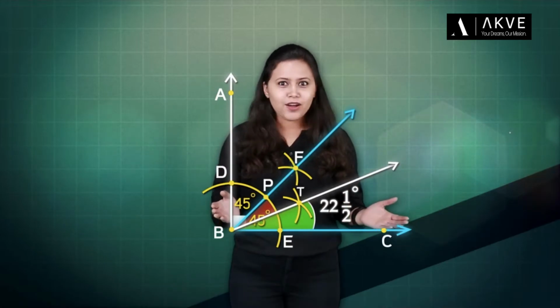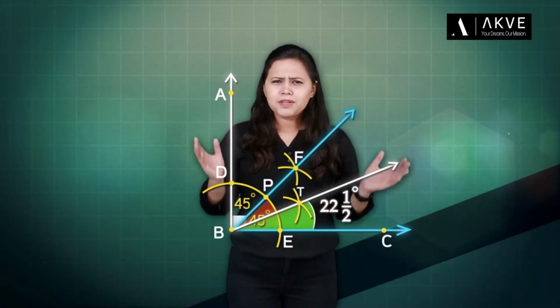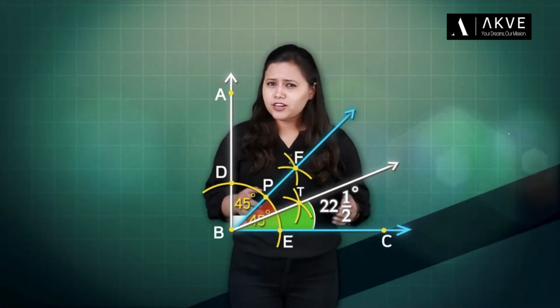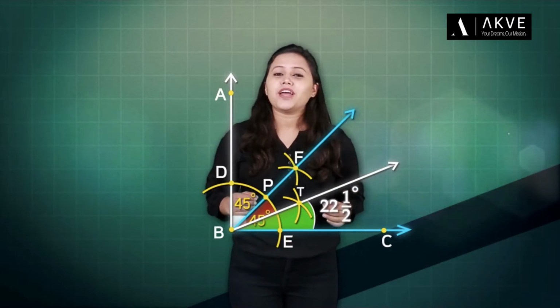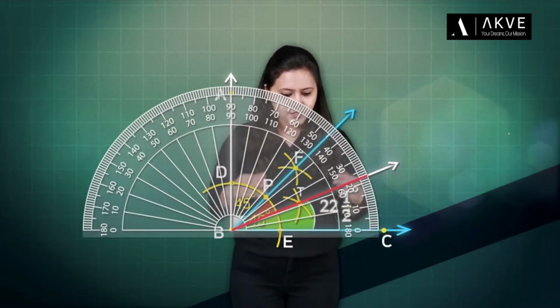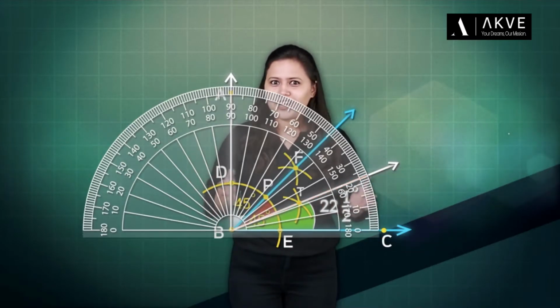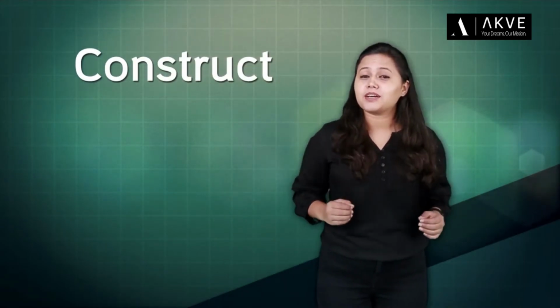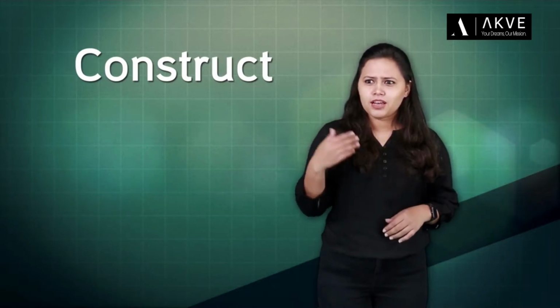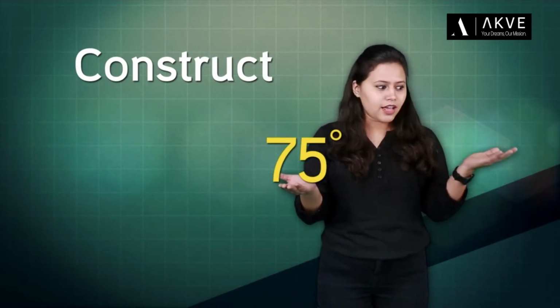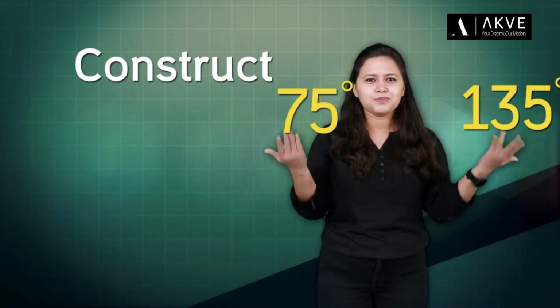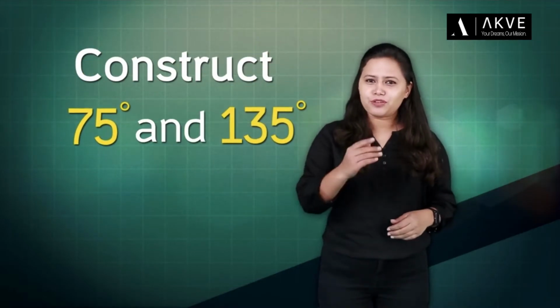Whoa, we finally got the angle. But is it really a 22.5 degree angle? Let's verify it using a protractor. See, this is really a 22.5 degree angle. Great. You guys are becoming smarter day by day. Why don't you try constructing some angles on your own? Like a 75 degree angle and a 135 degree angle? I'm here to help you if you get stuck.